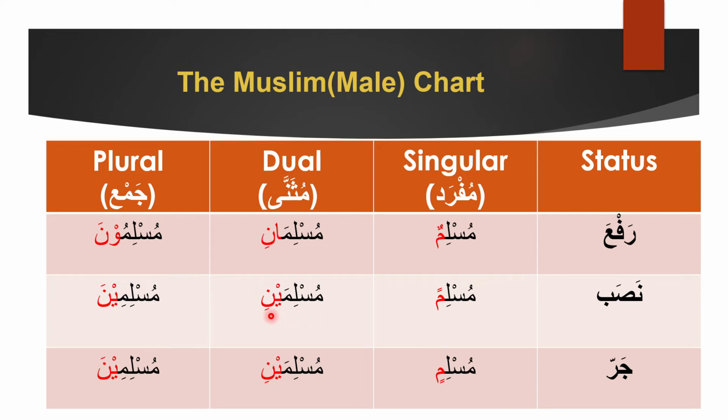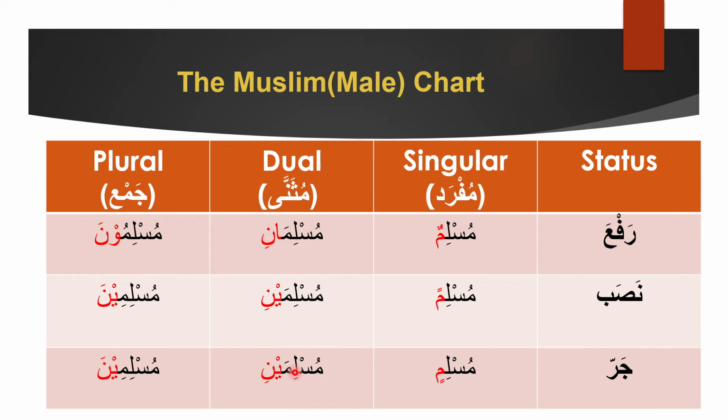Aini, Muslimaini. Muslimaini will determine if it's Nasab or Jar. And as you can see, Muslimaini and Muslimaini is exactly the same in Nasab or Jar. Then how do we know it's Nasab or Jar? It depends on the sentence. The sentence will tell you whether that word is in the Nasab form or in the Jar form. But this makes it easier for us because we now know that it's similar.